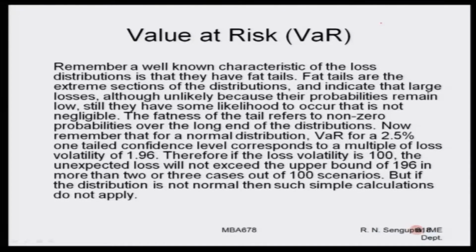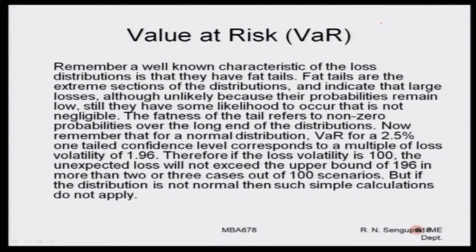Remember, a well known characteristic of the loss distribution is that it has fat tails, as I mentioned. Similarly, the profit distribution also has fat tails. Fat tails are the extreme sections of the distribution and indicate that large losses, although unlikely because their probabilities remain low, still have some likelihood to occur that cannot be neglected. The fatness of the tail refers to non-zero probabilities over the long end of the distribution.